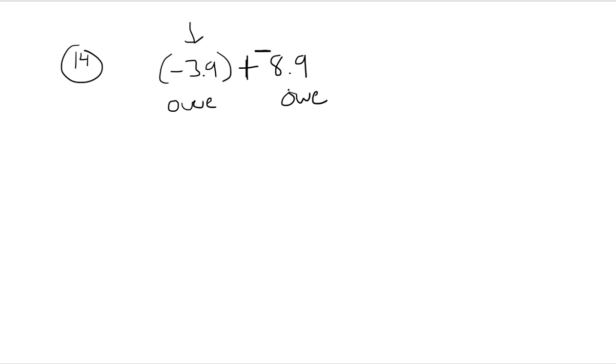Okay, now when we look at these, we can see that we owe and we owe. So whenever you have two negative numbers and you're adding them together, you're always going to get a negative answer. Because if you owe and then you owe more, well, that's going to be owing a lot. Okay, so to figure out how much we owe, we take the 8.9, we add the 3.9, we line the decimals up, and we get 12.8.